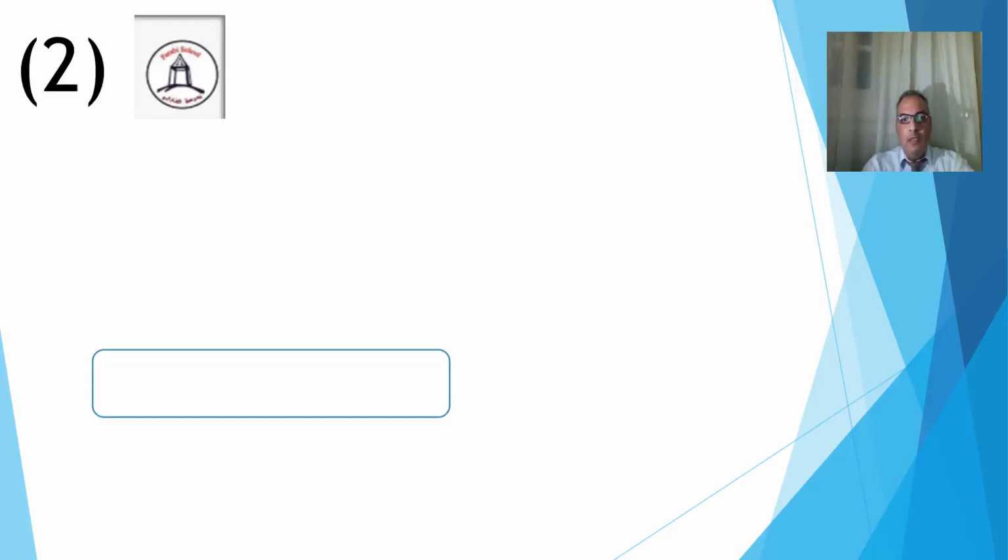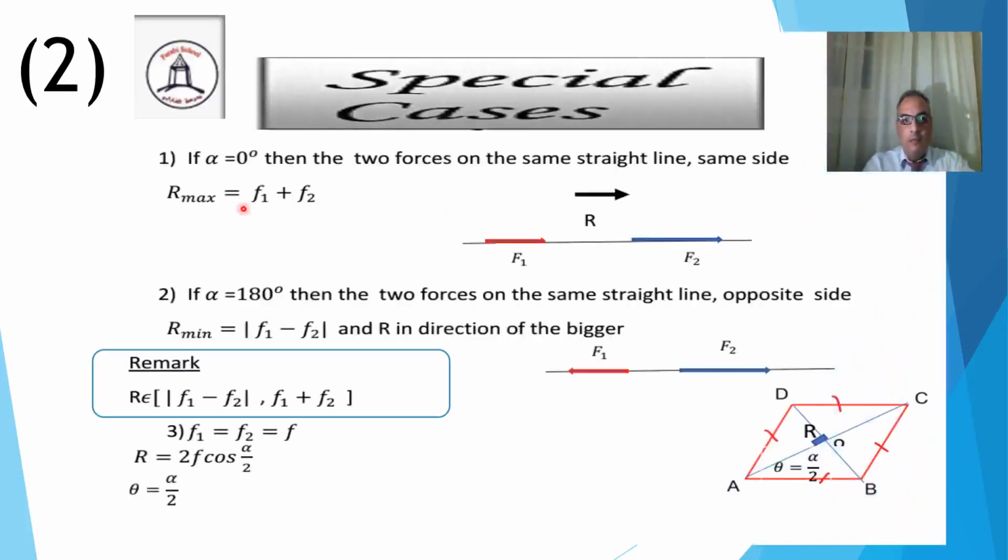Hello everybody, lesson today: special cases of the resultant of two forces. The first case, alpha equals 0. It means that the two forces are on the same side and the same straight line, so R is a maximum: R equals F1 plus F2.